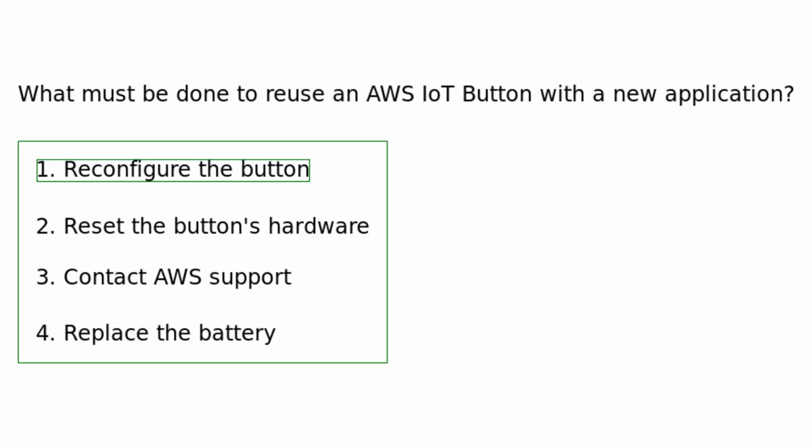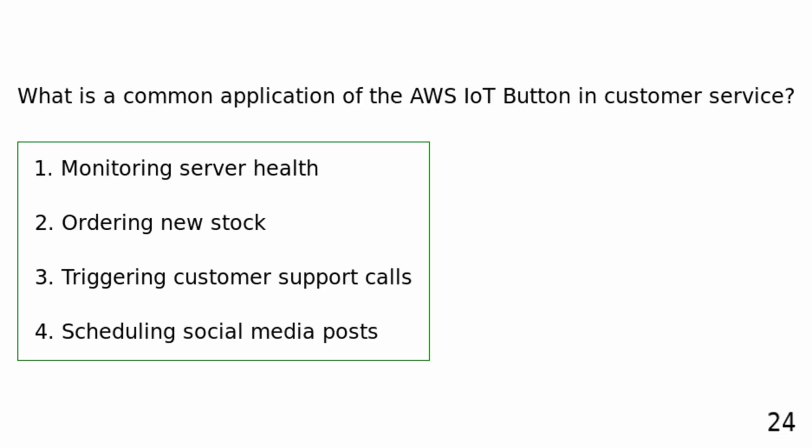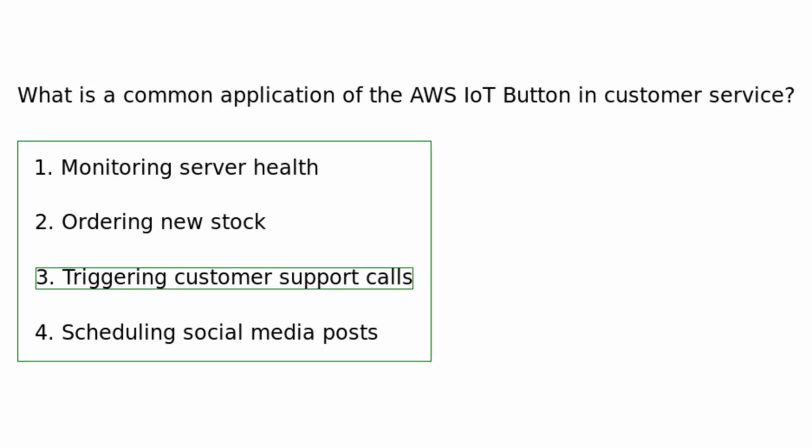function or other event. What is a common application of the AWS IoT button in customer service? Monitoring server health. Ordering new stock. Triggering customer support calls. Scheduling social media posts. The AWS IoT button can be used to trigger customer support calls or actions when pressed.